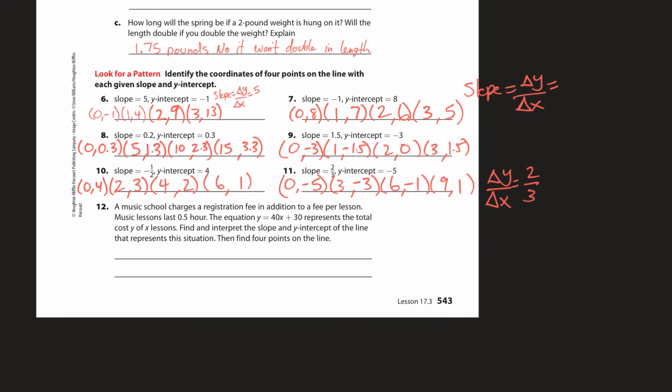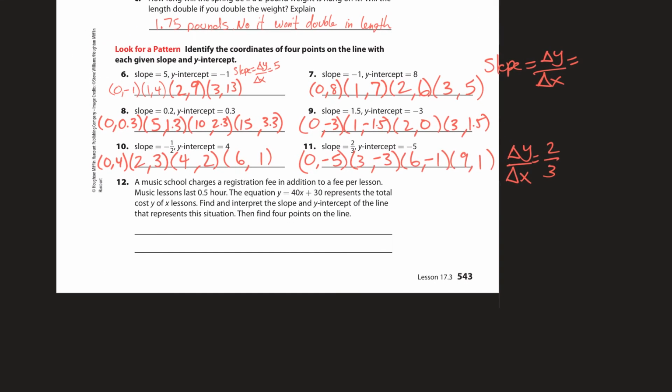So next we have this. A music school charges a registration fee in addition to a fee per lesson. Okay, so here's the music lessons last half hour. The equation represents the total cost of x lessons. Find and interpret the slope and y-intercept of the line that represents the situation. Then find 4 points on the line. Okay, so slope.